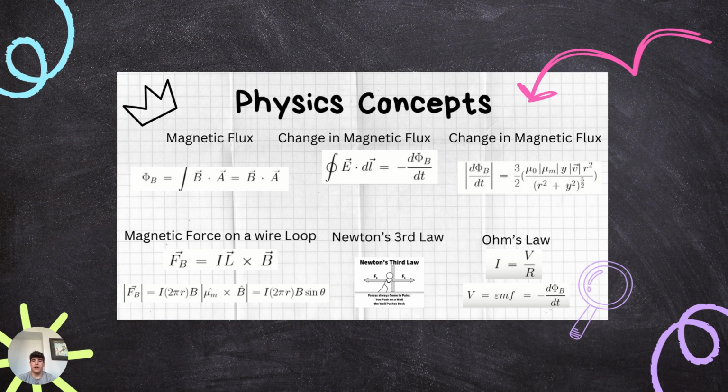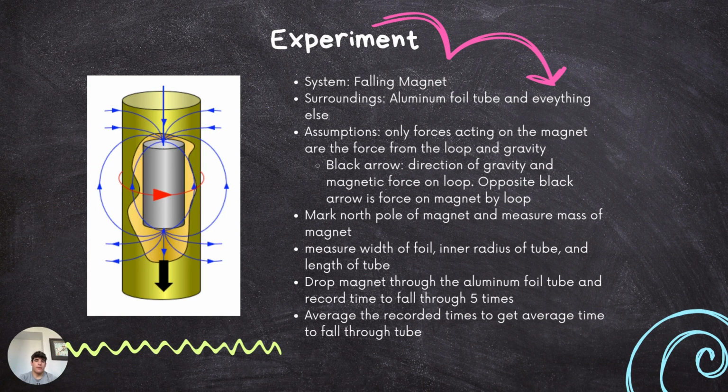The expression on the bottom left was used to simplify the force on each wire loop in the conductive tube. Newton's third law was used to relate the magnetic force on the wire loop to the magnetic force on the magnet. Finally, Ohm's law was used to relate the derivative of the change in magnetic flux to the current through the tube. For the experiment part of this section, the system was the falling magnet and the surroundings were the aluminum foil tube and everything else.